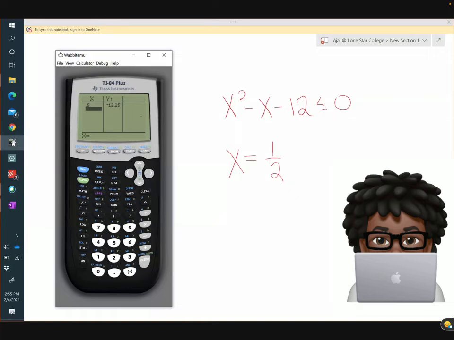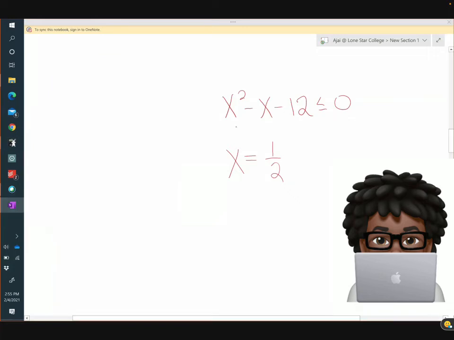Negative 12.25. So they're saying if you plug in x here, 1/2 here, 1/2 here, you're going to get negative 12.25. Is that less than or equal to 0? That is actually a true statement. Okay.